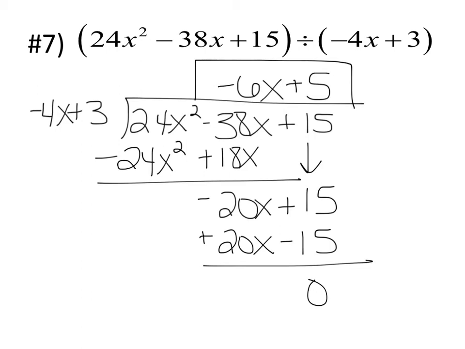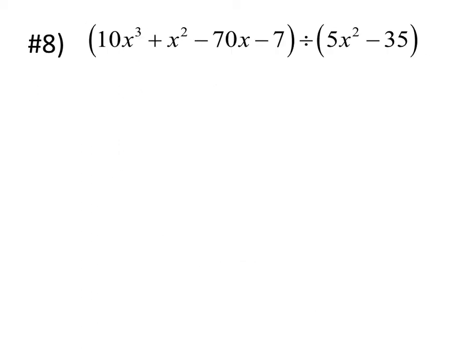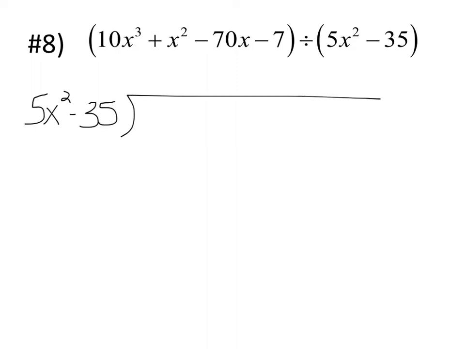Okay? All right. Same situation here. We have 10x cubed plus x squared minus 70x minus 7 divided by 5x squared minus 35. Because the term has an x squared and a number in front of the coefficient that's not 1, we have to do long division. Always make sure that your exponents go down by 1. 3, 2, 1, 0. So I'm good.